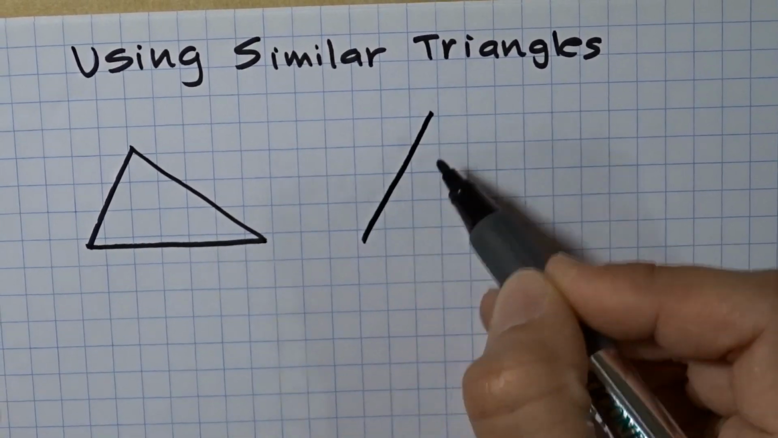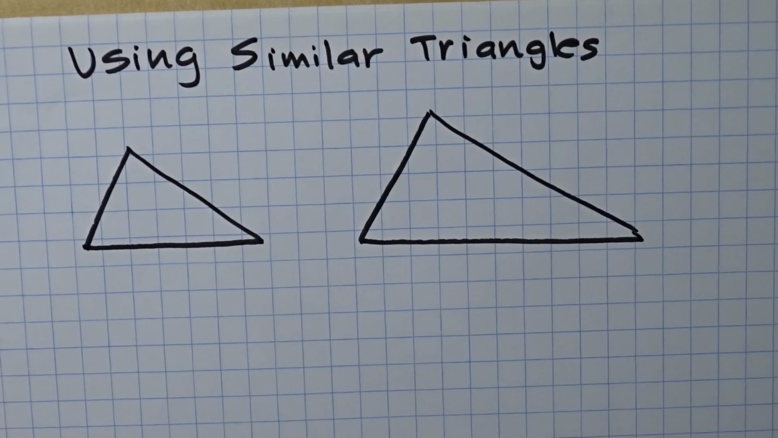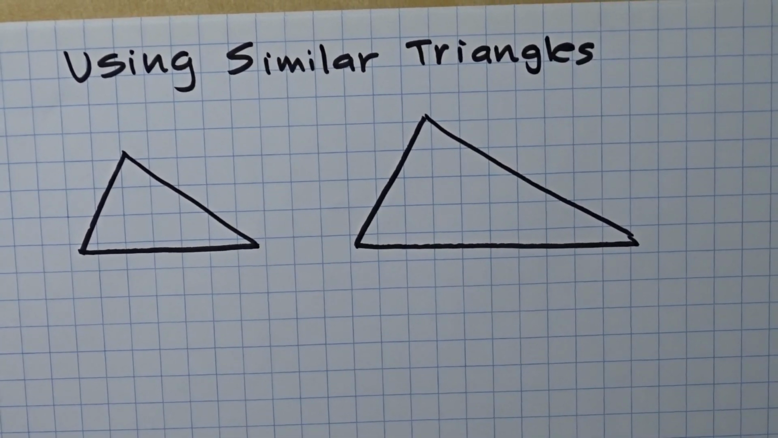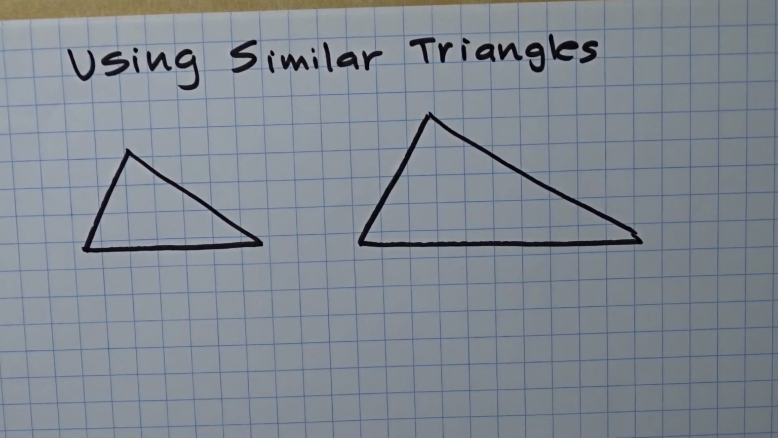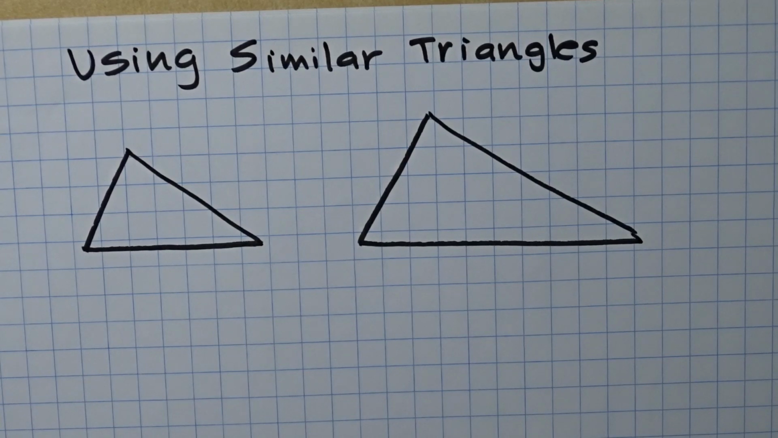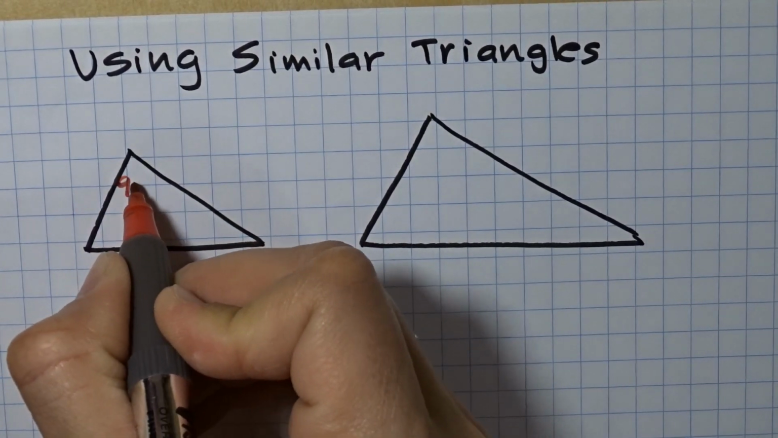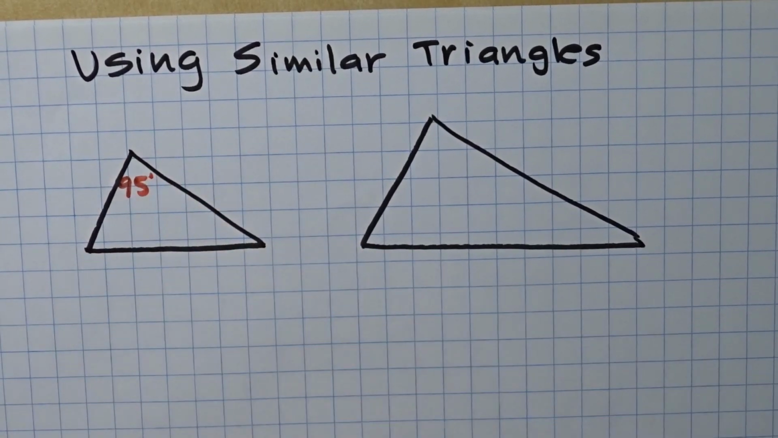These are intended to be similar, not perfectly drawn to scale. But one important thing is, yes, the triangle looks like it got larger, but the angles remain the same. And that's a very key fact about any similar figures. So in specifically triangles, you have a 95-degree angle here.